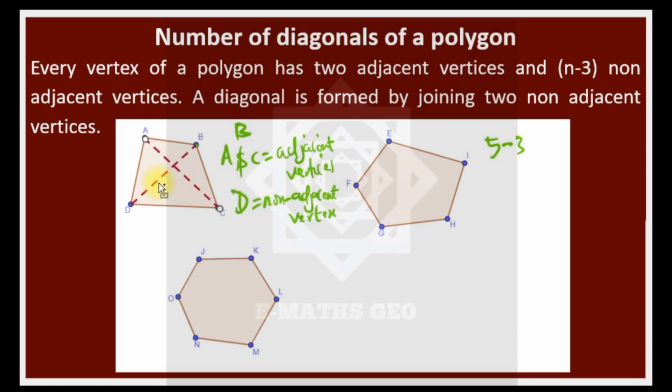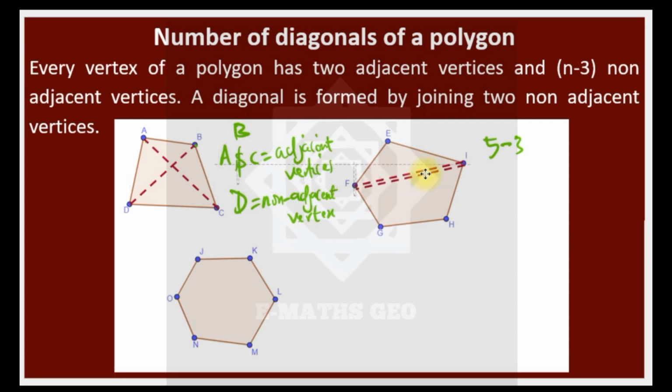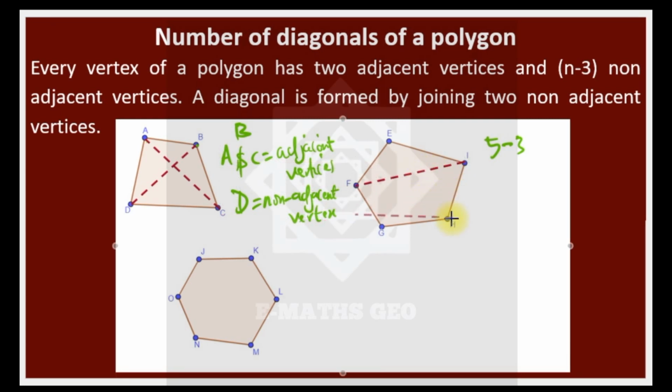For the second polygon, which is a pentagon, we have this, we have this. So we are done with vertex F. For each one, you join the non-adjacent vertices. So let's move to vertex E. So vertex F, we have 2.